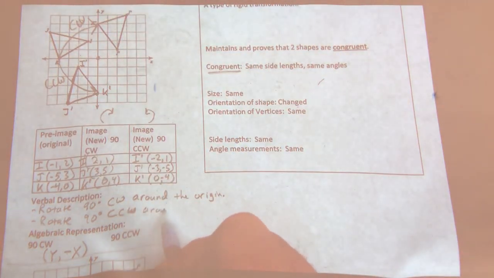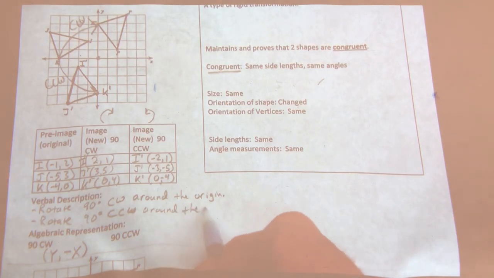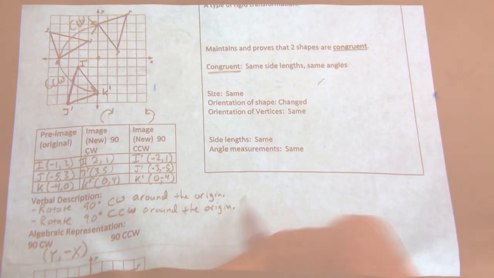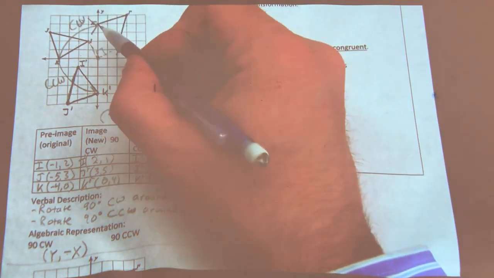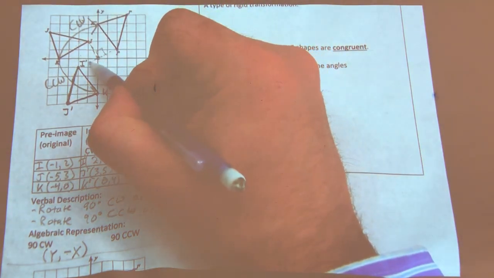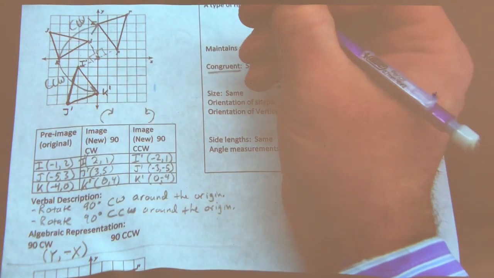And again, you have to say the point of rotation that you're going around, which in this case is around the origin, right? We're turning around this point, right? So it's like there's this imaginary line, and there's your 90 degrees. So there's this imaginary line to I, and then to I prime, there's your 90 degrees.